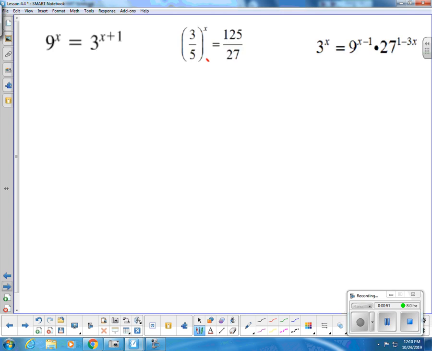Now it's those kind of on steroids. Same thing. Both of these have a same base. What's 9? 3 to the second. We have an x. So both sides have base 3. So we set our exponents equal. And x would equal 1. Not hard, right? Good.